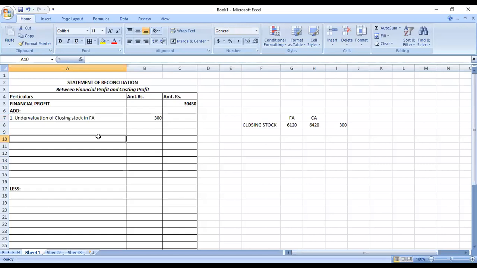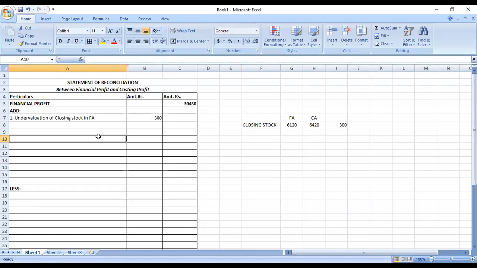After the closing stock, there is direct wages. Now, in case of direct wages, what information is given? For the direct wages, there is no such information given in the cost accounts. So it is assumed that they both are same in financial as well as the costing accounts. Okay. After wages, the works expenses are given.